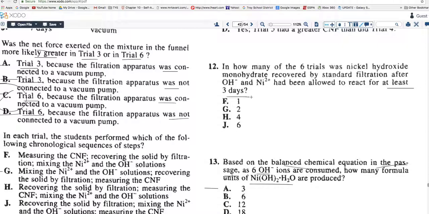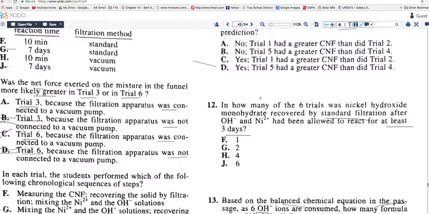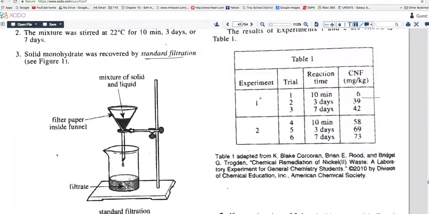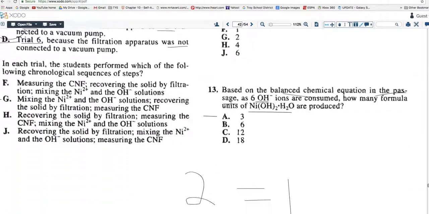Then when you look at table 1, you see that there was only one child. Wait, did you put 1 on your test? Yep, the 2. Yes, 2. Rithik, why is it 2? Because it says standard filtration. So in table 1, you go to experiment 1, which is standard filtration, and it says at least 3 days, which means 3 days and above. So it's 3 days and 7 days. You get 2. Good.